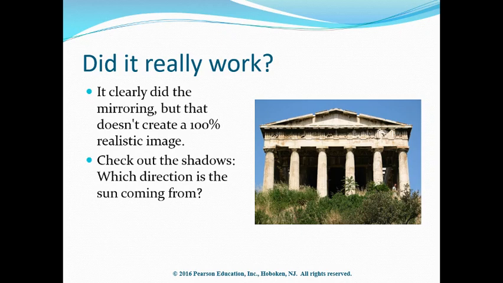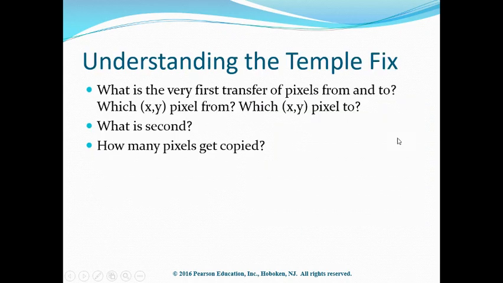Which direction is the sun coming from? Right, so because we mirrored this image completely from this side onto this side, we can see that these shadows on here aren't too accurate. Understand the temple fix. What is the very first transfer of pixels from and to? Which XY pixel from, which XY pixel to? What is second? How many pixels get copied?